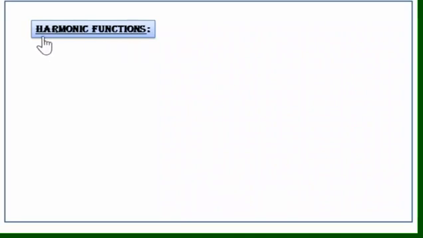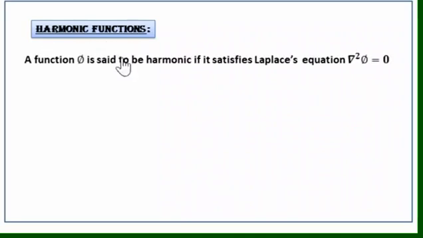First, let us see the definition of harmonic functions. A function phi is said to be harmonic if it satisfies Laplace's equation, del square phi equal to 0. Here this operator del square is called the Laplacian operator.